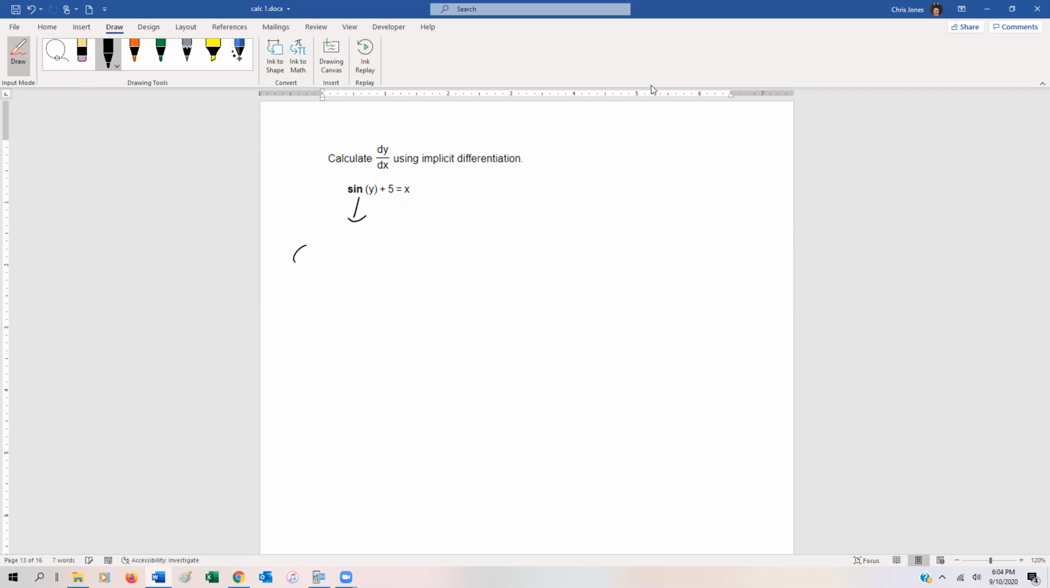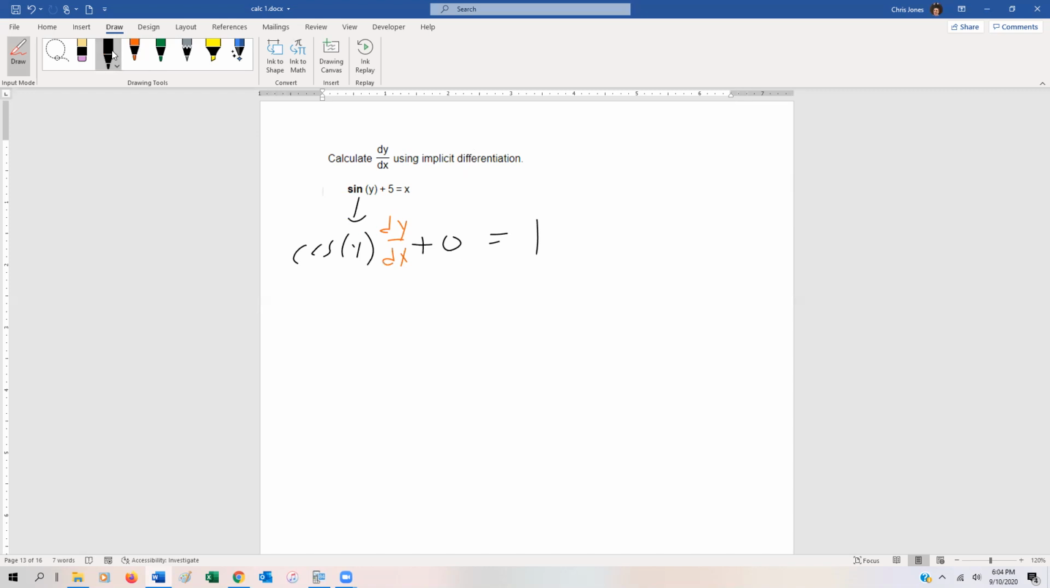Derivative of sine is cosine of y. Derivative of 5 is 0. Derivative of x is 1. However, anytime we take a derivative with respect to y, we're going to multiply by dy/dx. So really nice and easy. That's the only trick that we're doing now that's new.